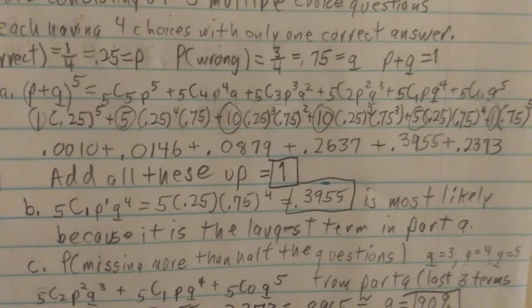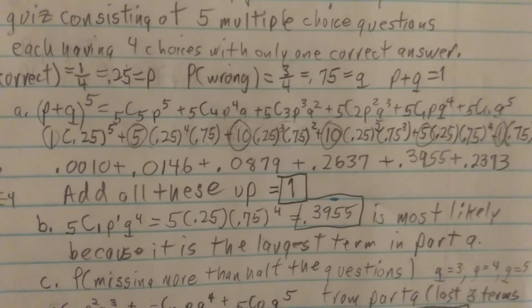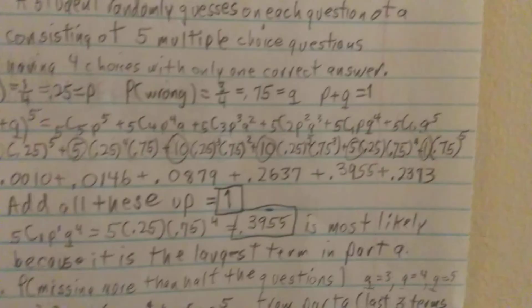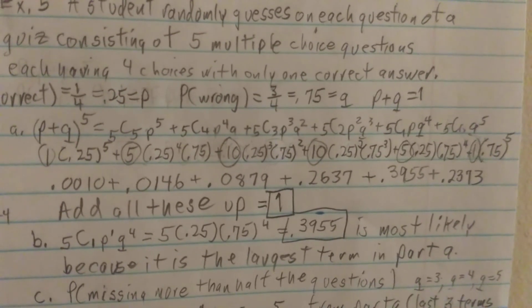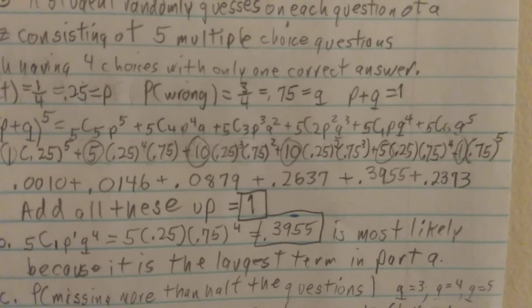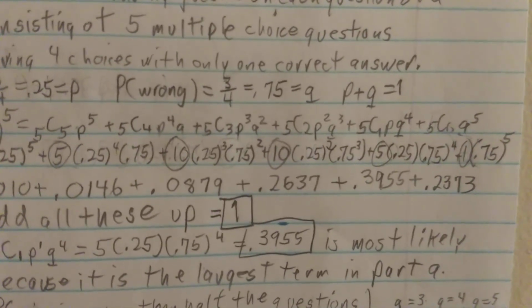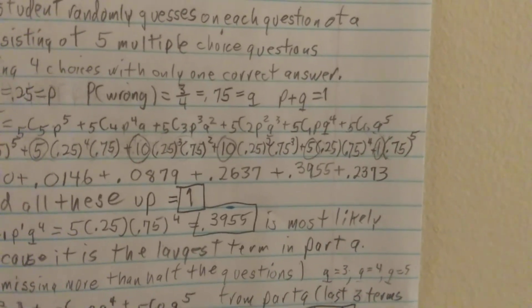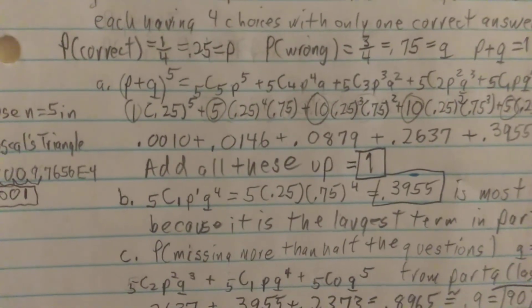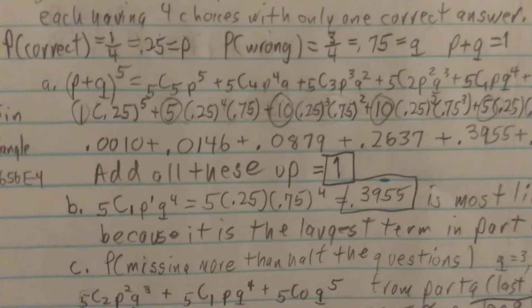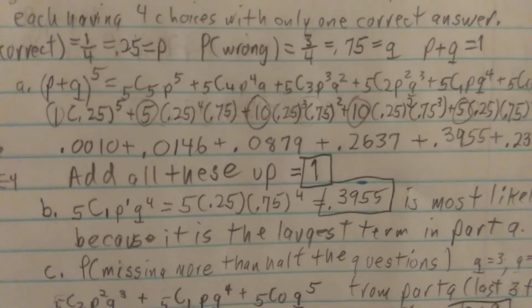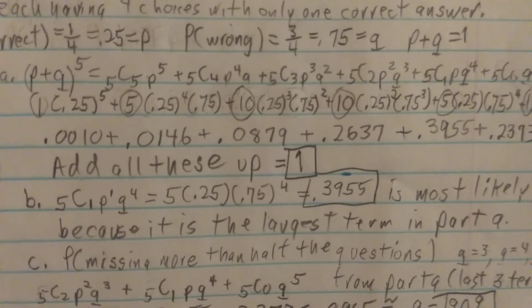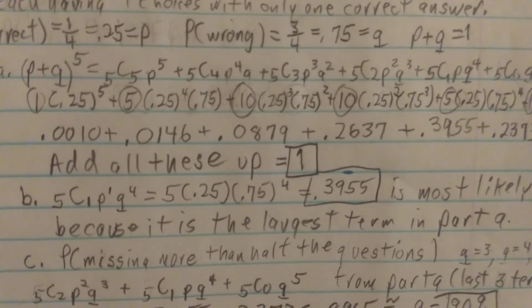So doing the first term is 5c5 p to the fifth. Second term is 5c4 p to the fourth q to the 1. Third term is 5c3 p to the third q squared plus 5c2 p squared q to the third plus 5c1 p to the 1 q to the fourth plus 5c0 q to the fifth. And so now, working out what those are, p to the fifth, 5c5 is 1, times 0.25 to the fifth, when you get that out and you round it to 4 places, is 0.0010.